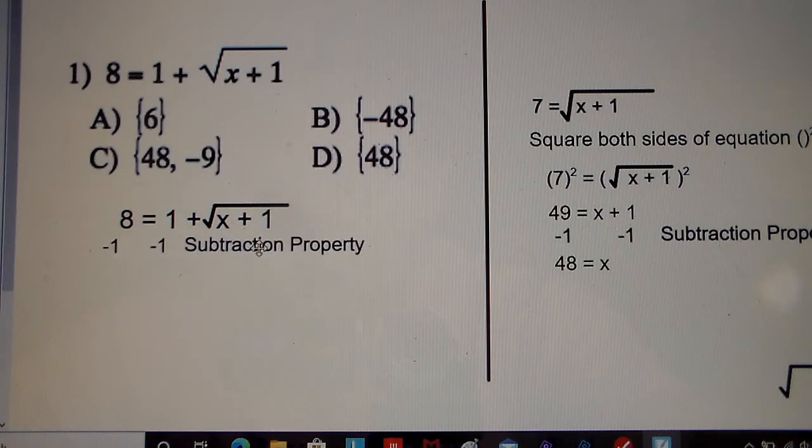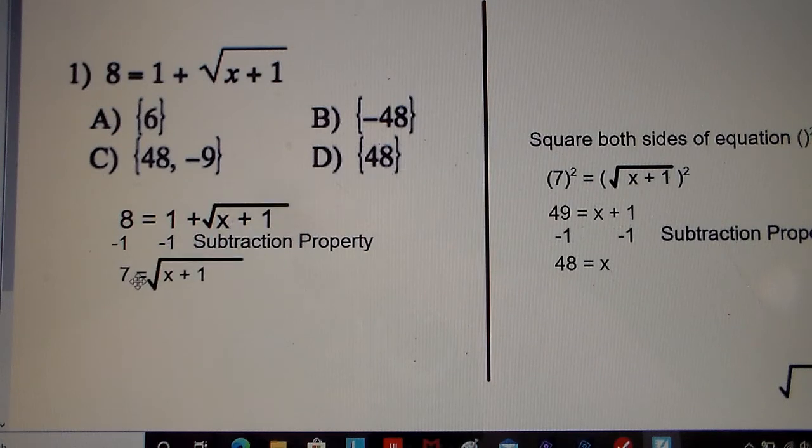I'm going to first subtract 1 from both sides of the equation. So 8 minus 1 turns to 7, and then this positive 1 minus 1, they're going to cancel out. So we get 8 minus 1 is 7, equal sign. 1 minus 1 just goes away, and the square root of x plus 1 is all by itself.